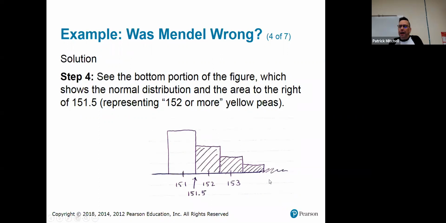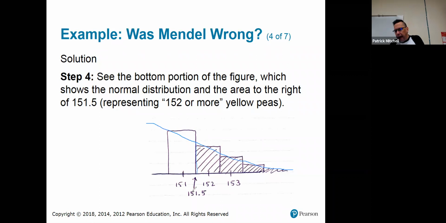So the idea behind the continuity correction is that if you imagine a normal curve sitting on top of this histogram, okay, then the part under the normal curve would actually start at 151.5, all right? This whole bar represents 152. This whole bar represents 151. And so if I want to start in the right place, I'm going to start at 151.5.